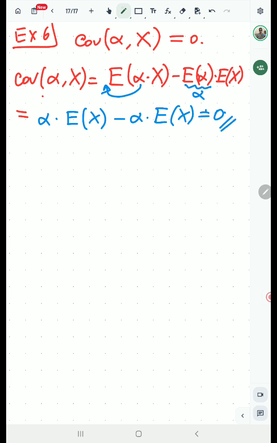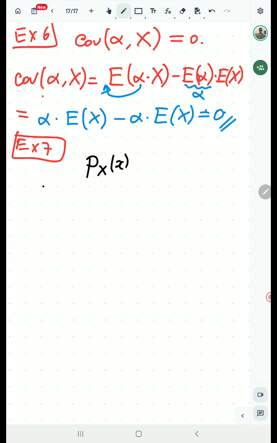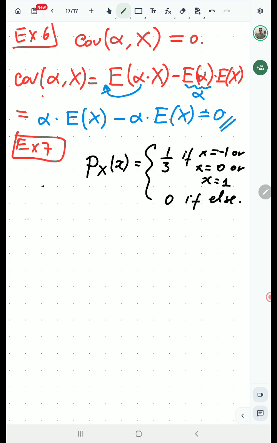Okay, example 7. So we have the probability mass function of x, which is equal to 1 over 3 if x is equal to minus 1, or x equals 0, or x equals positive 1, and 0 otherwise. We know that there is y, which is equal to the square of the random variable x. Now we have to show that the covariance between x and y is equal to 0.